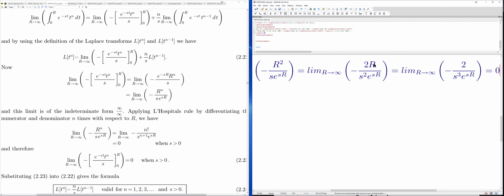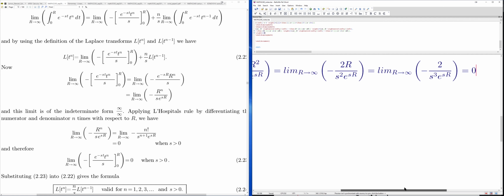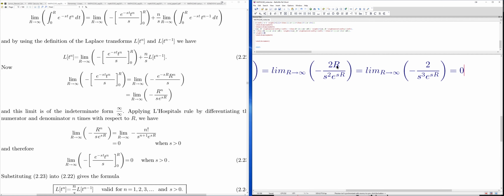But again, the same thing is happening because you have an r on top, so you have infinity on top, and then because of this e to the sr, you have infinity below. So this is still an indeterminate form. So what you need to do is differentiate it again. And when you differentiate again, the 2r will differentiate to 2, and the e to the sr, when you differentiate, an extra s comes out, so you get s cubed e to the sr.